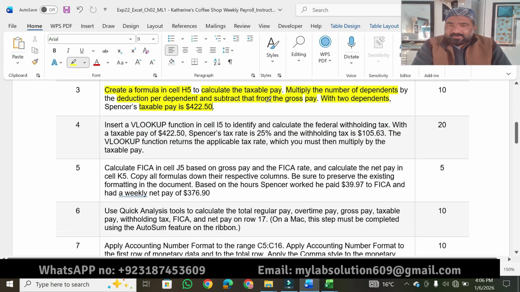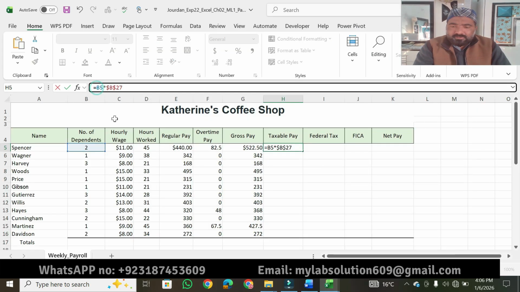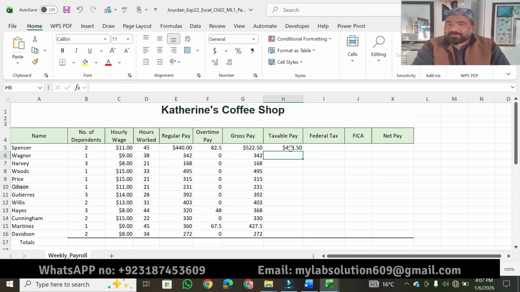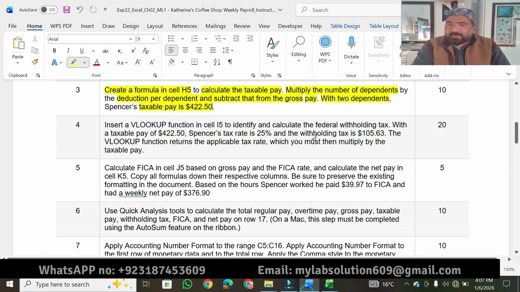Then subtract that from gross pay. Now we have to subtract that answer from gross pay. So where is gross pay? This one is gross pay, minus. Now simply press enter and we get the result. Now you may compare this result with this result, so the same. So we have earned 10 marks from there.